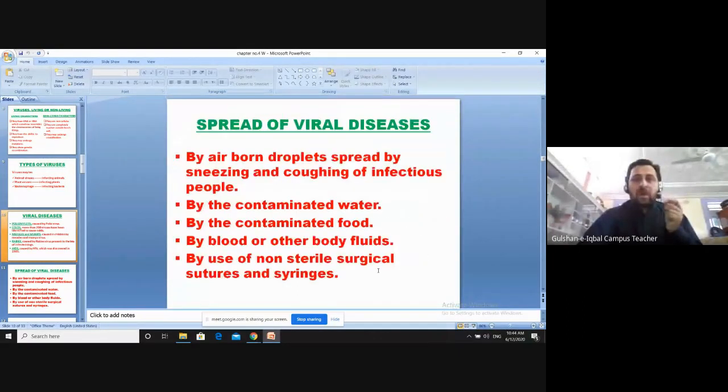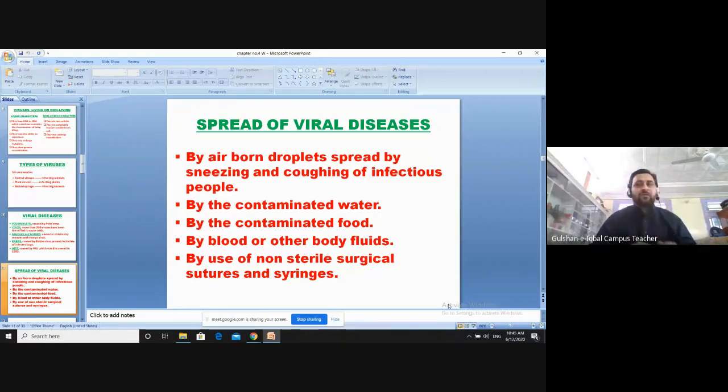Now let's see how the viral diseases are spread. First of all, viral diseases are spread by airborne droplets. If somebody has the virus and he sneezes and coughs, it can be transferred to the other people who are present with him in the surroundings. So through airborne droplets, the virus can spread through sneezing and coughing. The virus can be present in contaminated water as well. Then the virus can be spread through contaminated food as well, and by blood and other body fluids as well.